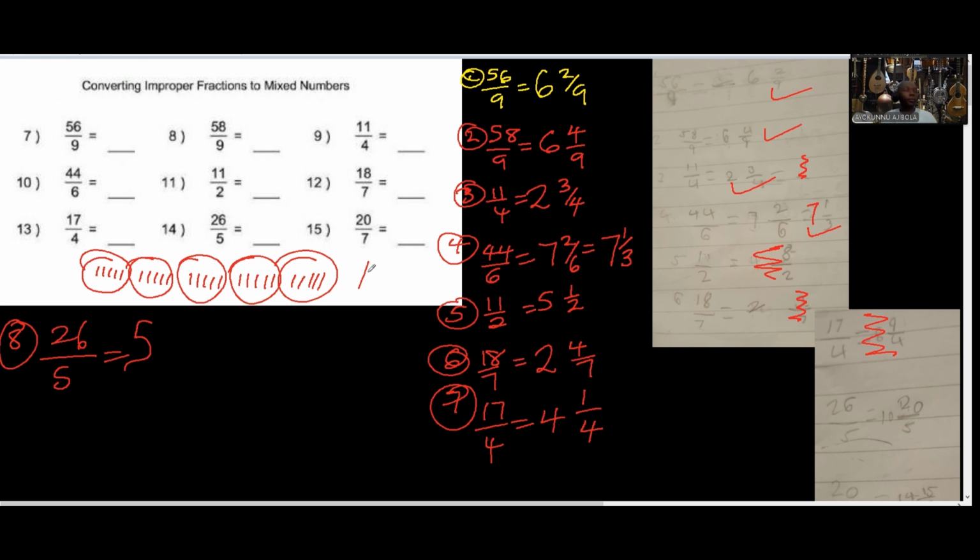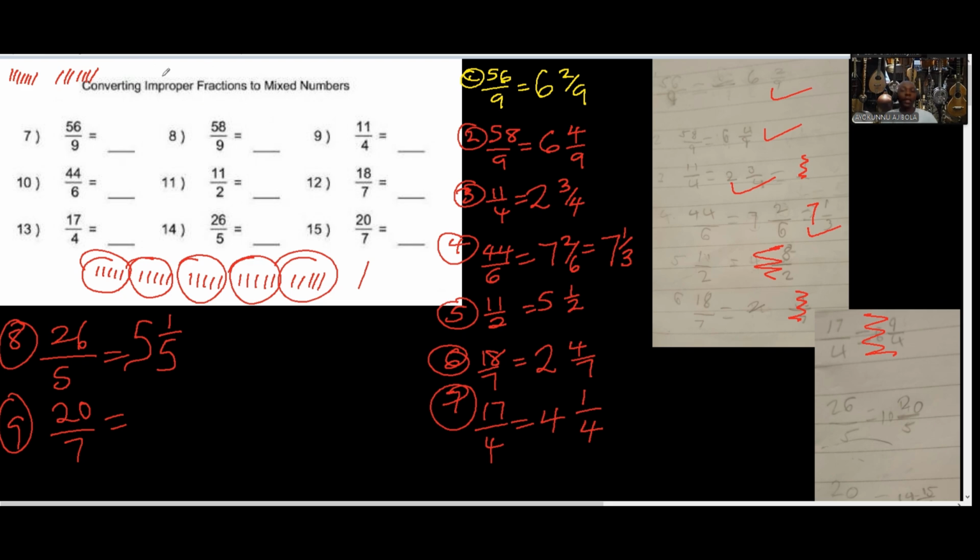4 remain the 1. 5 remaining 1. So, okay. Number 9, 20 over 7. How many 7s are in 20? Count the 7s. 1, 2, 3, 4, 5, 6, 7. That's 14.